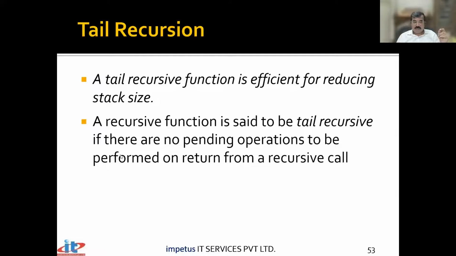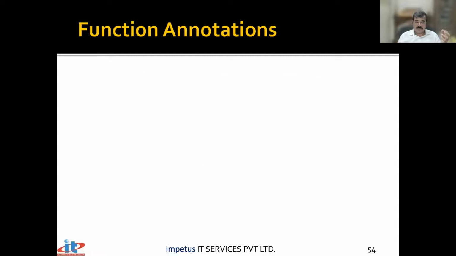But in tail recursion, that's not the case. A function is said to be tail recursive if there is no pending operation to be performed on return from the recursive call. So when you return from the recursive call, you don't have to do any operation after it, neither printing, nothing. So when you return from the recursion, you don't have to do anything. In that case, we can use the tail recursion concept.